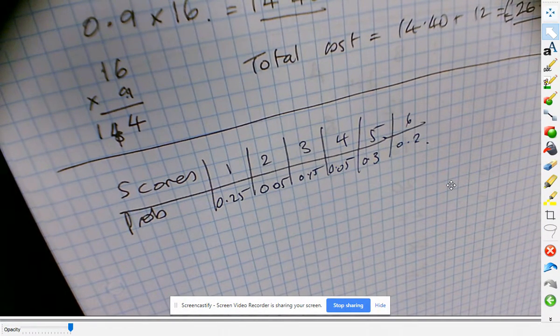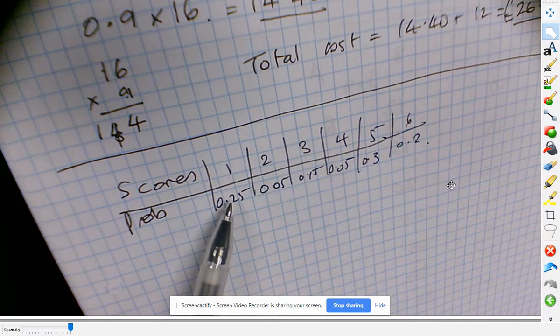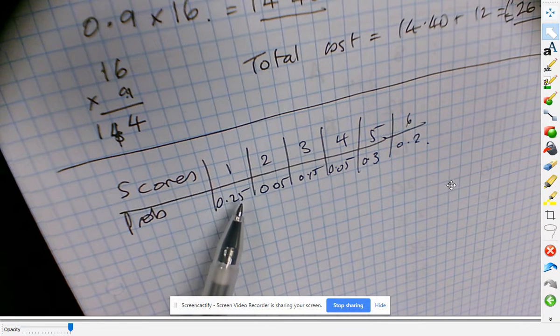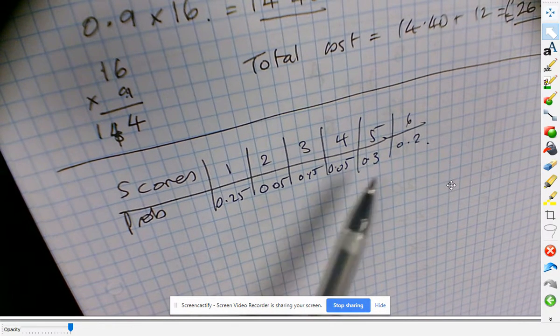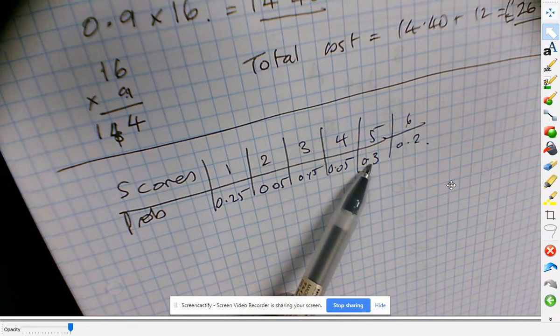Two ways of doing it. I throw this dice 200 times. This 0.25 means on 0.25 out of 1 occasions, or 25%, on 25% of the times, it comes up a 1. On 15% of the times, it's going to come up a 3. On 30% of the times, it's going to come up a 5.